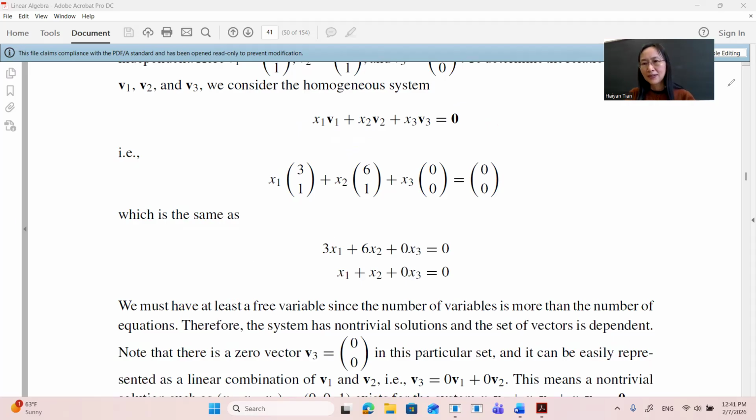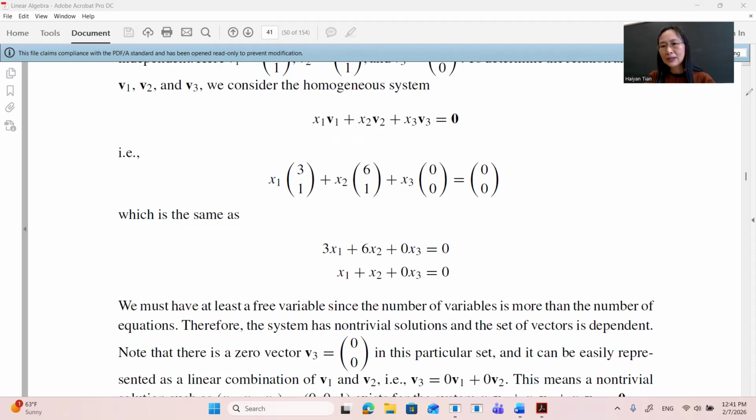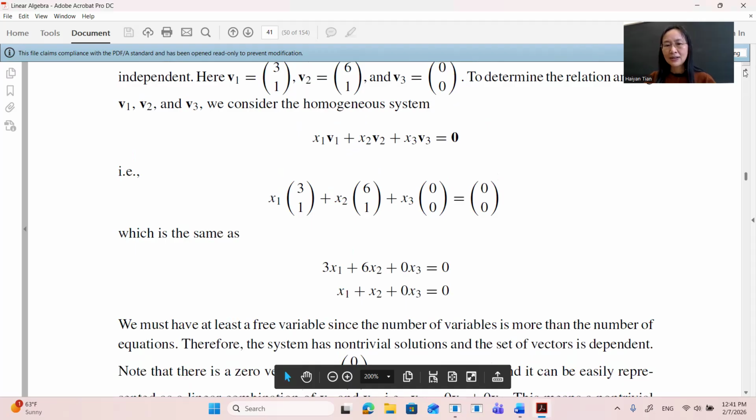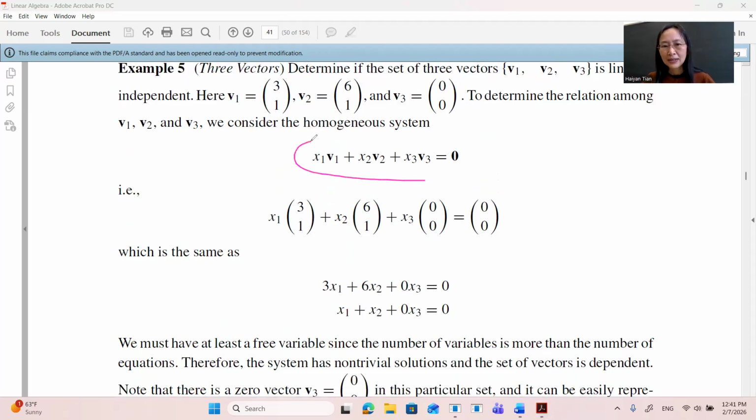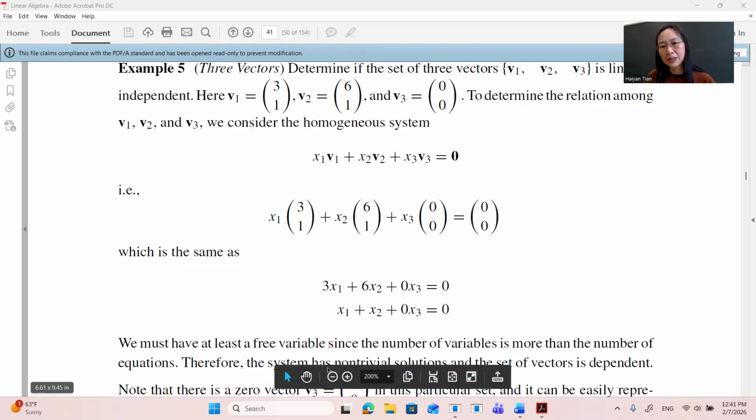So quickly, all this time we're using the definition to check linear independence. The definition says the three vectors are linearly independent if and only if the system has only a trivial solution. That means whenever there's a non-trivial solution, the three vectors are not linearly independent. That means they're dependent when we have non-trivial solutions.